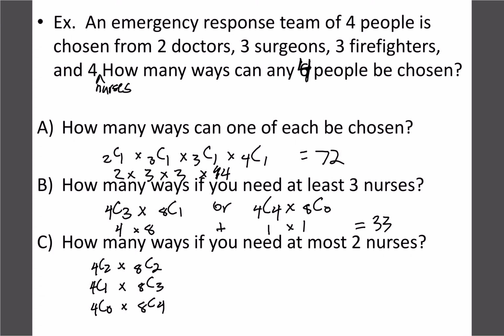The only reason I know that is if our first 2 answers are correct. So this 72 was our total, the total with no restrictions. At least 3 nurses meant that we had 3 or 4. Now at most 2 means we have 0, 1, or 2. So it's basically just the opposite. We could think of it as the total minus 33, and that would give us this answer as well. So you could do it one of 2 ways: either figure out all 3 and add them up, or do the total minus, and that would work as well.